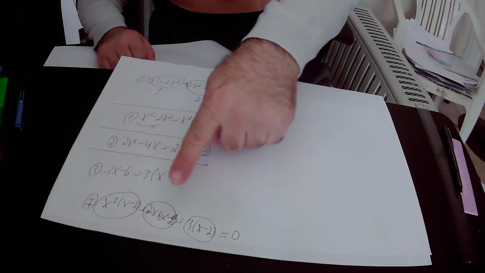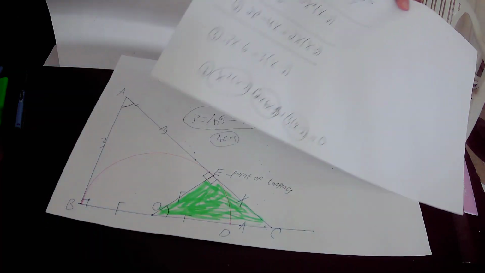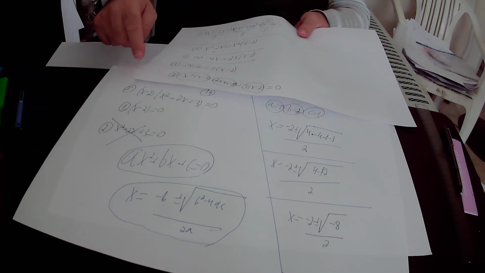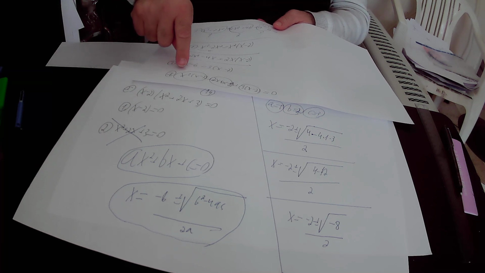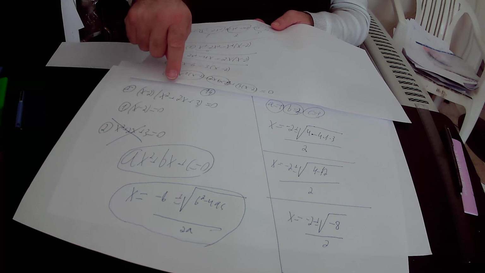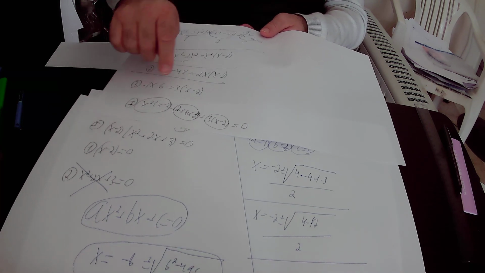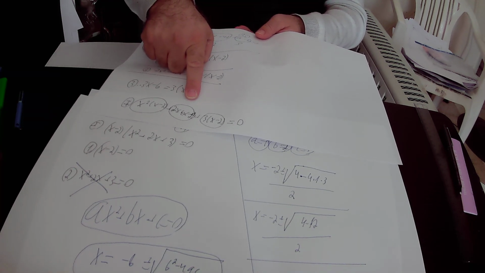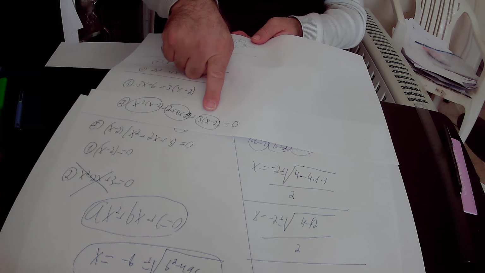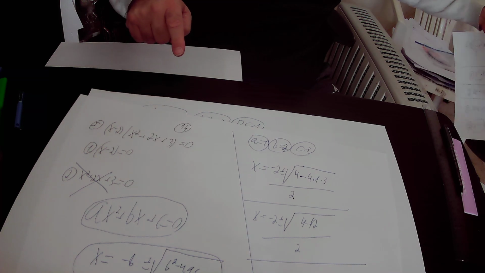Here we took a common factor of x minus 2 from this equation number 1. After we took x minus 2 as a common factor, what is left from the first expression is x squared. What is left from the second expression is 2x, and what is left from the third expression is 3. So in total we got this equation.